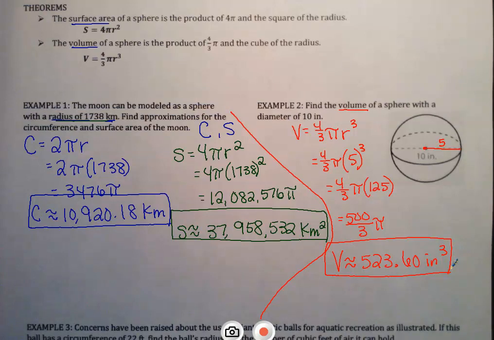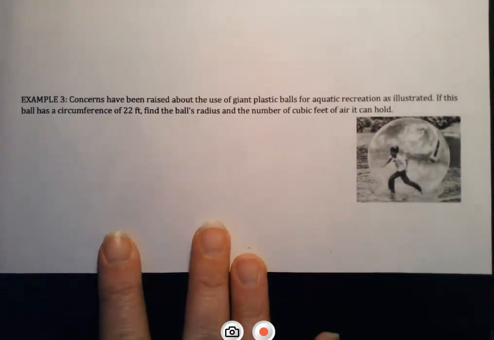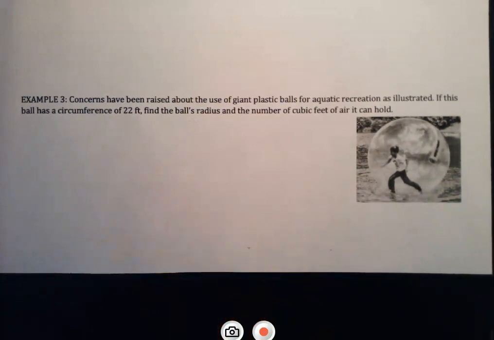All right, last one. Let's clear this and go to example 3. A lovely word problem. I know they're your favorite. So concerns have been raised about the use of giant plastic balls for aquatic recreation, as illustrated. If this ball has a circumference of 22 feet, find the ball's radius, okay, so we're looking for R, and the number of cubic feet of air it can hold. Okay, so cubic feet of air it can hold, that's our volume that we're looking for.